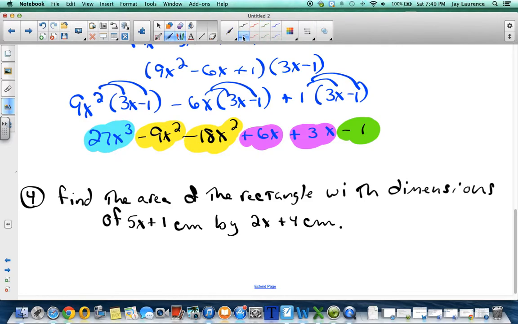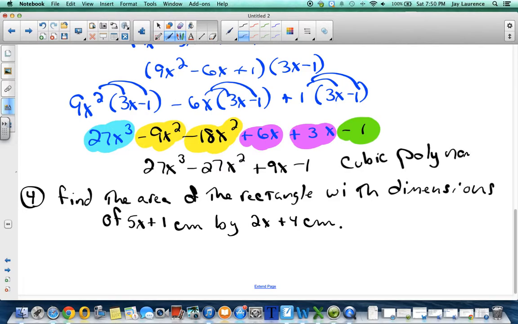All right, so I'm going to simplify, and I'm going to have 27x cubed minus 27x squared plus 9x minus 1. Now the highest power here is 3, so therefore this is a cubic, right? And there's 4 terms, so we say it's a polynomial. And there you go.